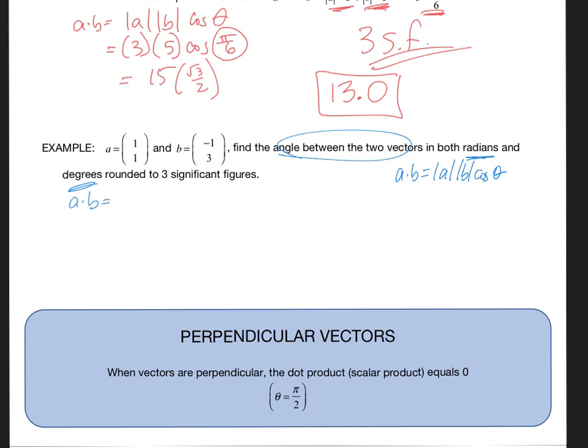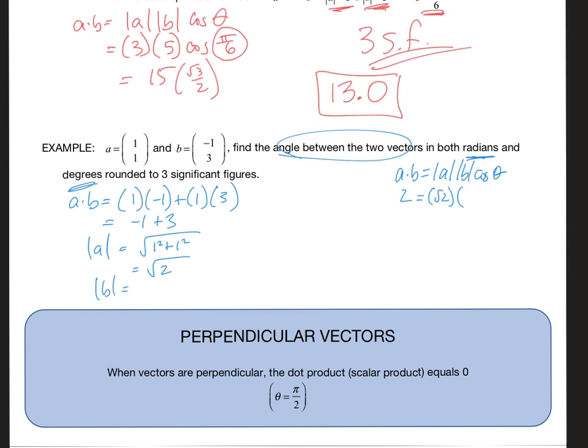A dot B, doing the formula, is A sub 1 times B sub 1 plus A sub 2 times B sub 2. Negative 1 plus 3. So here on the right, this is now a 2. Next I need the magnitude of A, which is the square root of the first one squared and the second one squared, which is the square root of 2. Next, I need the magnitude of B, which is the first one squared and the second one squared. 1 plus 9, so it's rad 10.